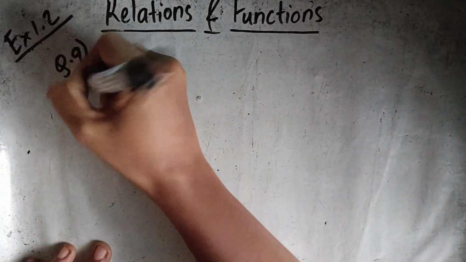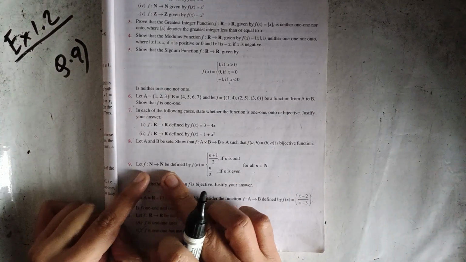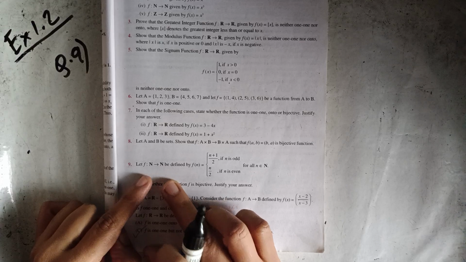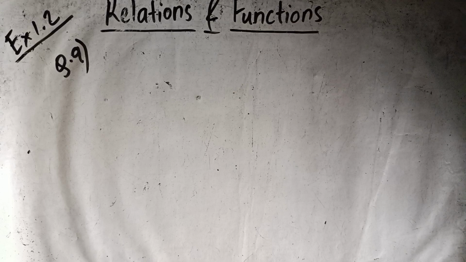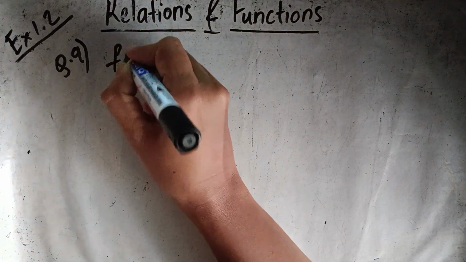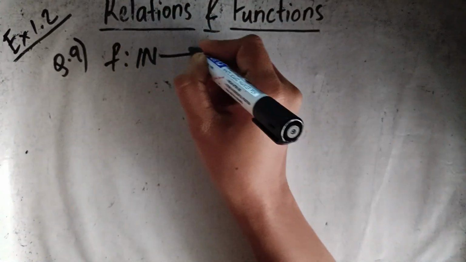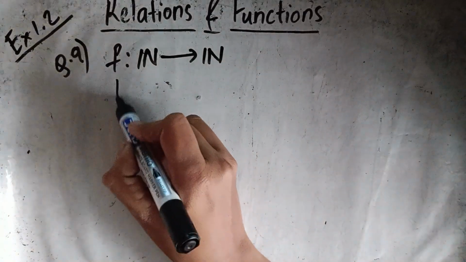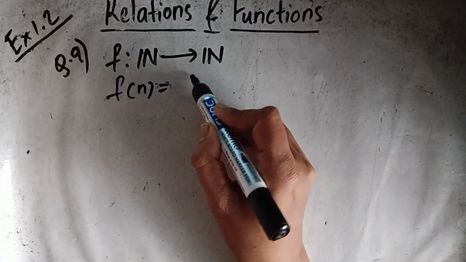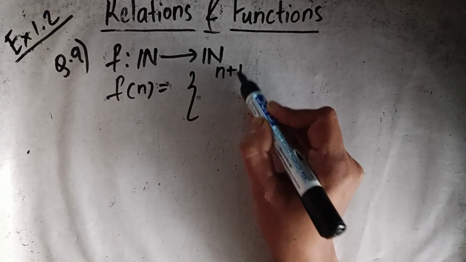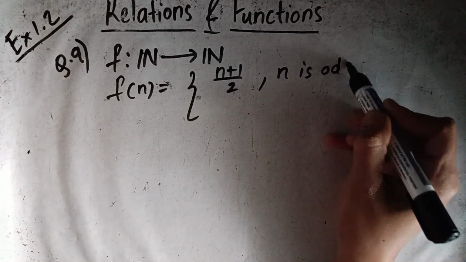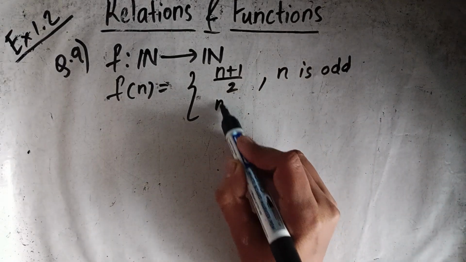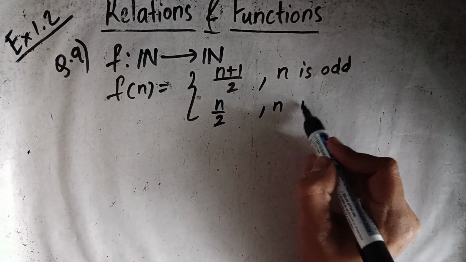Question 9. Let f from N to N, that is a function from the set of natural numbers, be defined by this. I'll write it. f of n is equal to (n plus 1) by 2 if n is odd, and n by 2 if n is even.